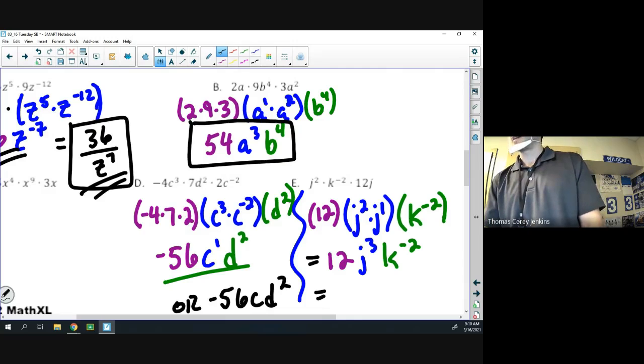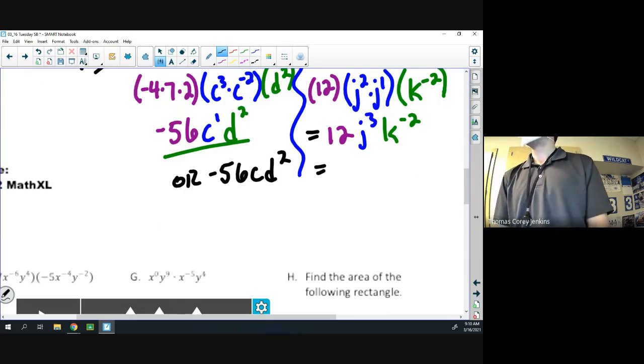So can I get a volunteer to simplify it? What would my simplified answer be there? Come on, somebody. I'm dying up here. Give me something.